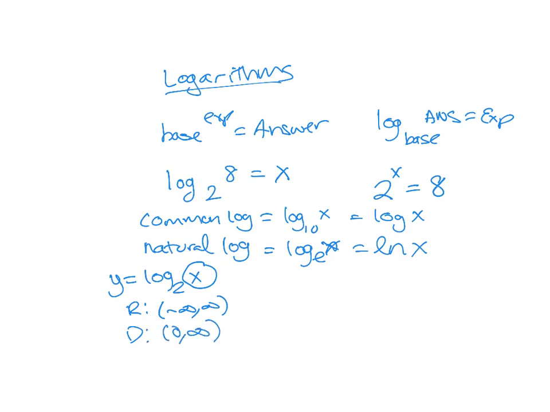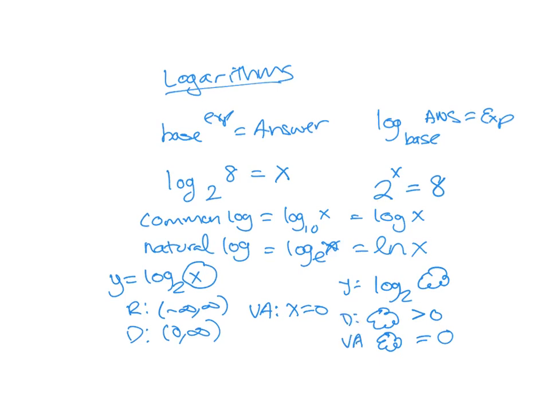It has a vertical asymptote of x equals 0. In general, to figure out the domain, whatever's inside the log needs to be greater than 0. And the vertical asymptote, if there is one, is wherever the inside of the log equals 0. That is how you'd find the domain and the vertical asymptotes. And again, as long as you're taking the log of all positives, your range is all reals. If you're taking a subset of that, then your range will not be all reals.